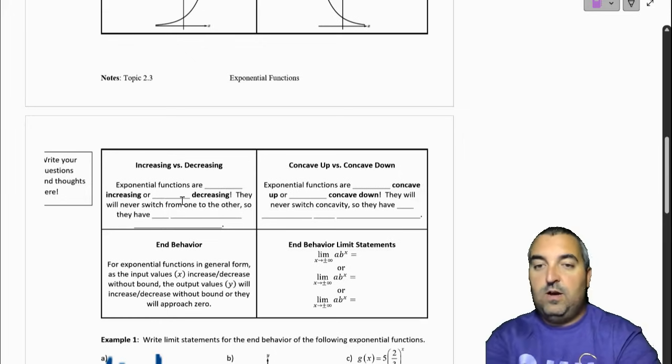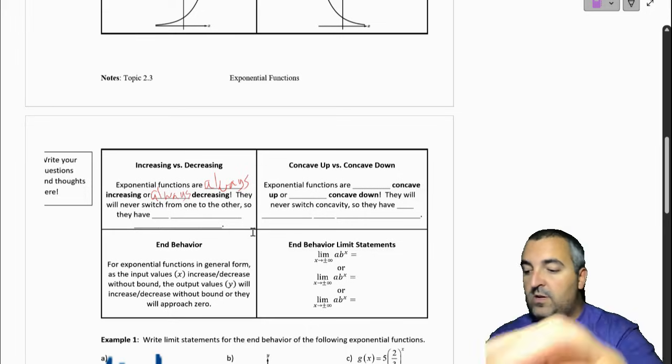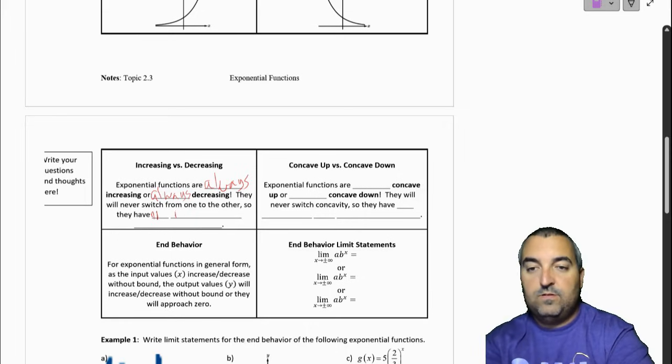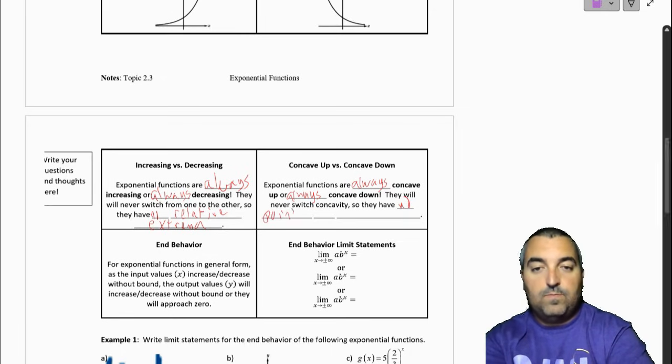Exponential functions are always increasing or always decreasing. You do not have a switch. Okay. They will never switch from one to the other, so they have no relative or local extrema. Okay. And as far as concavity goes, exponential functions are always concave up or always concave down. They will never switch concavity, so they have no points of inflection.